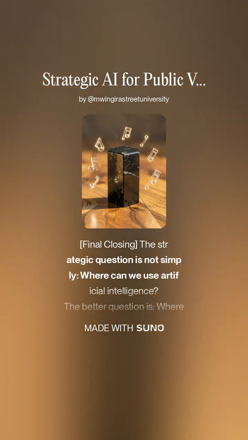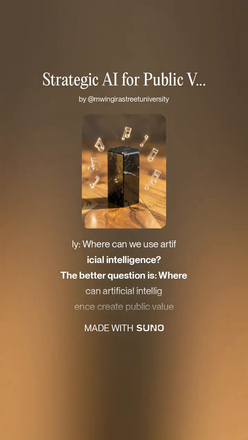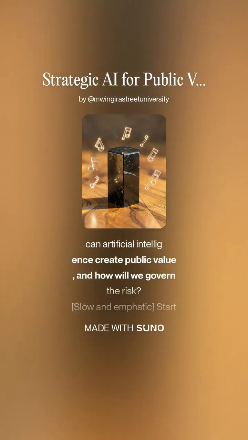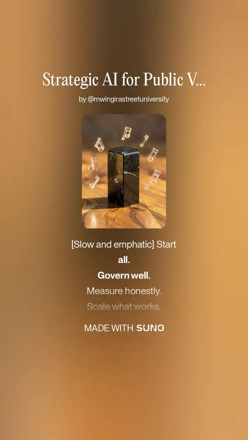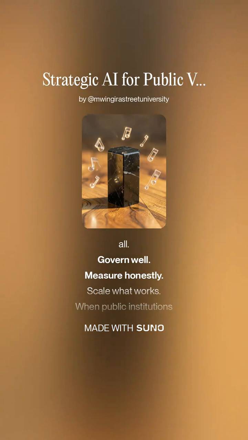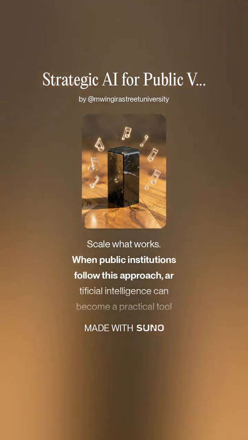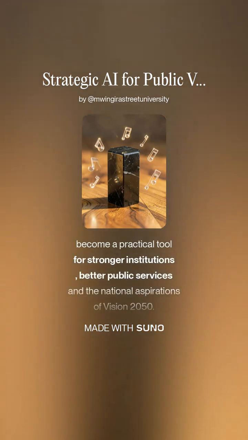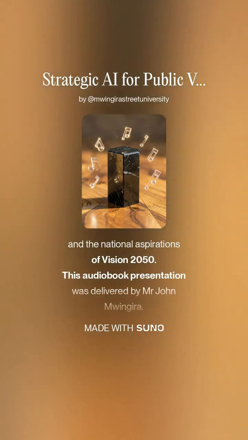The strategic question is not simply, where can we use artificial intelligence? The better question is, where can artificial intelligence create public value? And how will we govern the risk? Start small, govern well, measure honestly, scale what works. When public institutions follow this approach, artificial intelligence can become a practical tool for stronger institutions, better public services, and the national aspirations of Vision 2050.